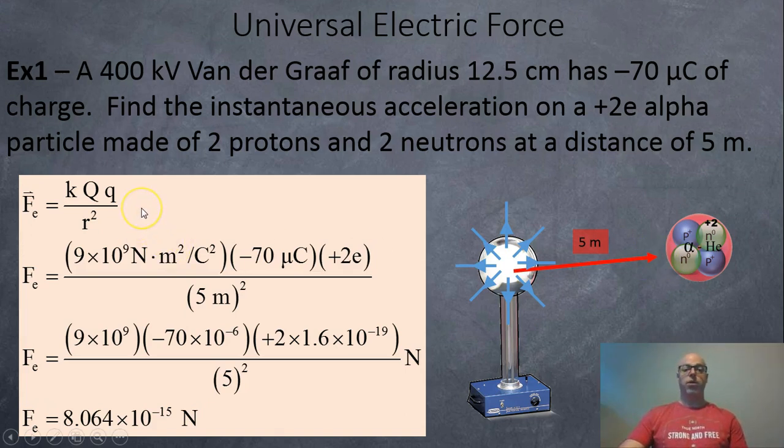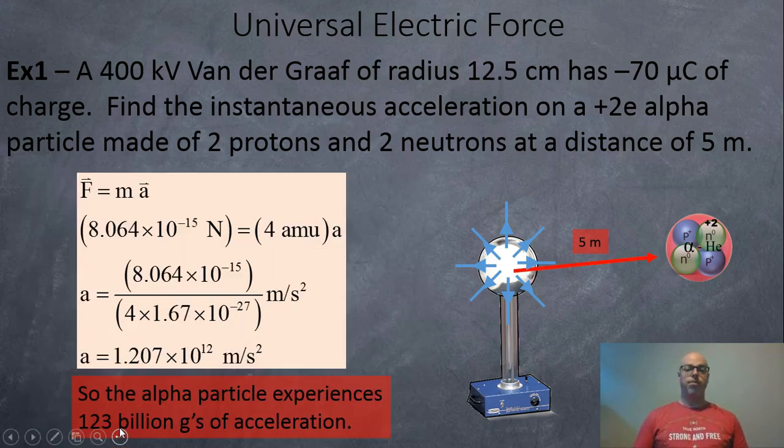We're going to use the new formula: F equals k Q q over r squared. k is 9 billion, the charge is negative 70 microcoulombs, that's negative 70 times 10 to the negative 6, and 2 elementary charges, positive 2 times 1.6 times 10 to the negative 19, divided by 5 meters squared. And so we get the alpha particle experiences 8.064 times 10 to the negative 15 newtons of force, attractive force. So I should have a minus sign right there.